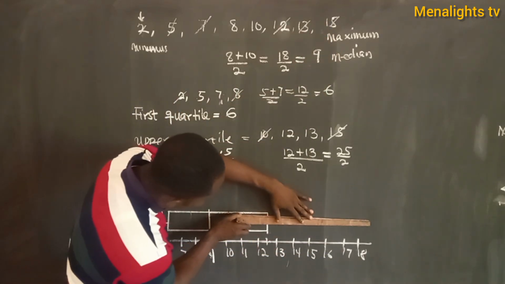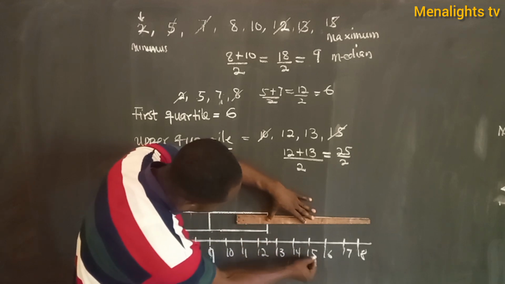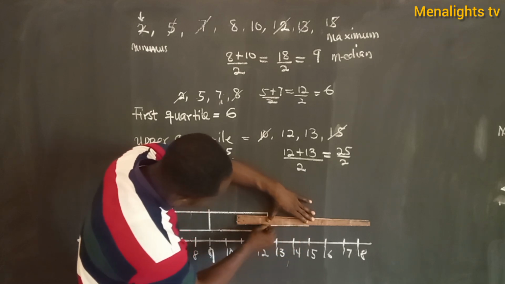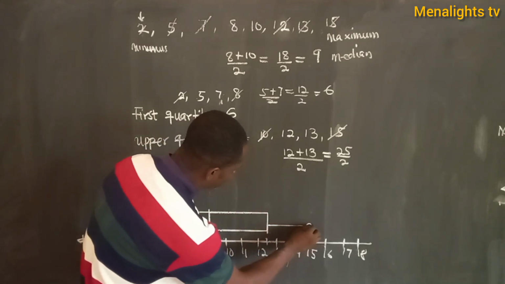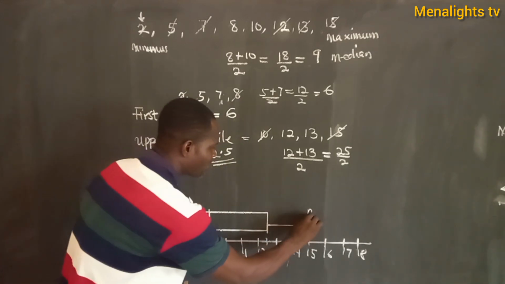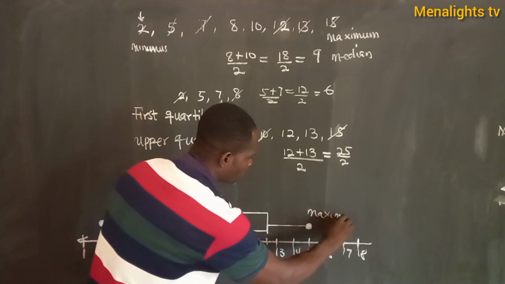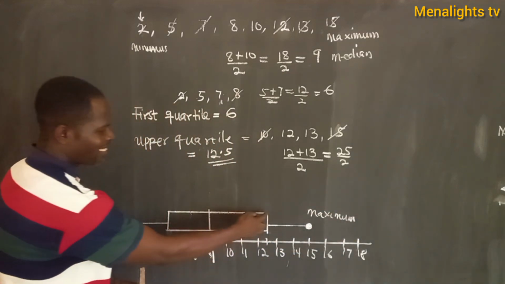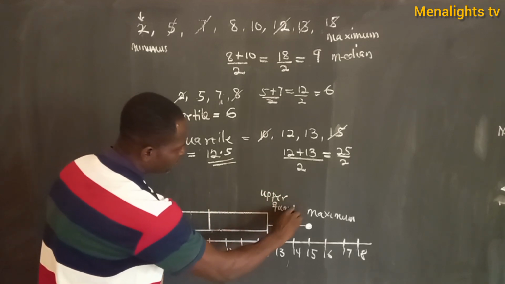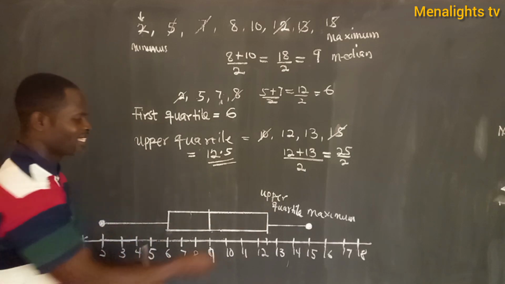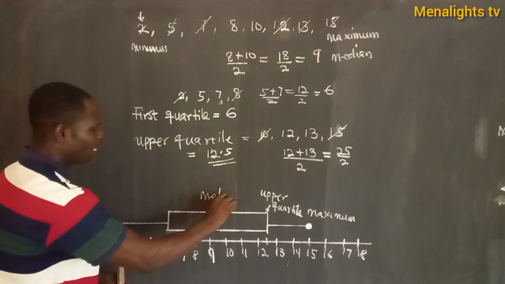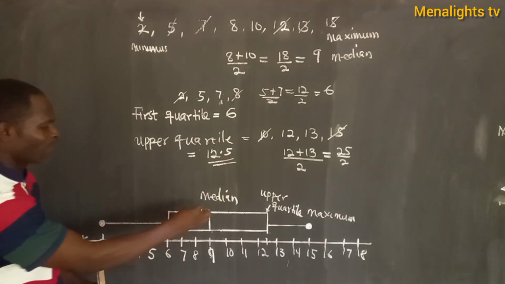So I have to join from here to where you have the 15. So 12, 13, 14, 15. You have the 15 here. So the 15 is here as well. So this is where we have our maximum. Our maximum there, and this is our upper quartile. We have our upper quartile here. Then this way, our median. This is our median.